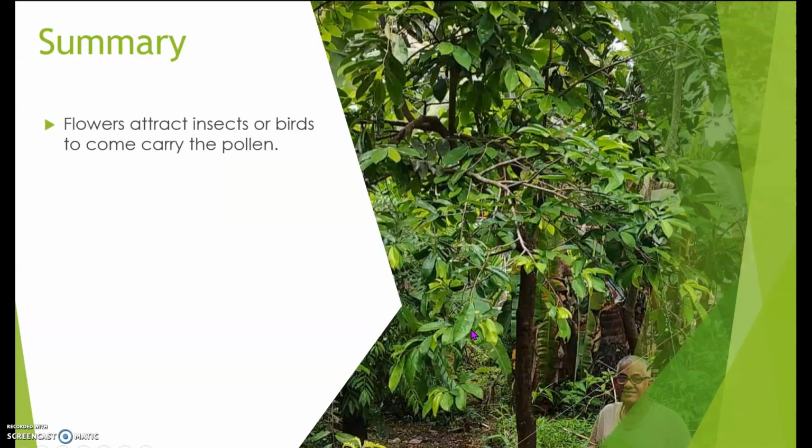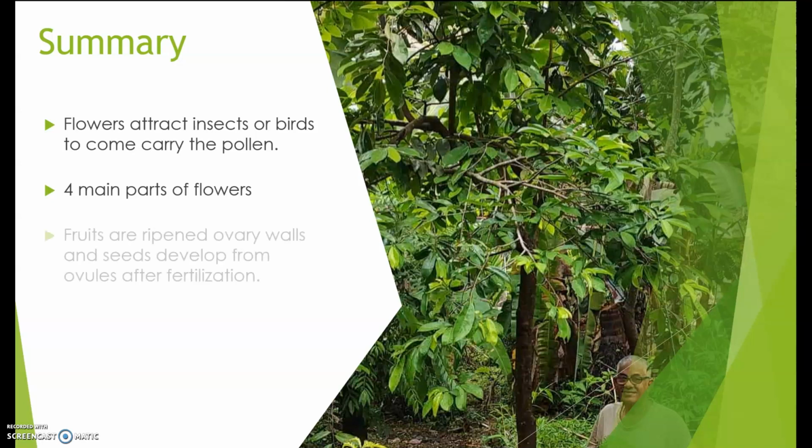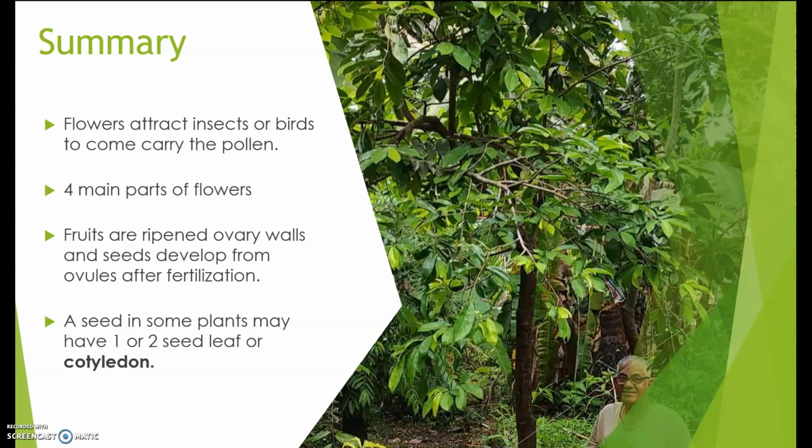Okay, let's do our summary. We talked about the flowers, and how they attract insects or other animals to carry the pollen for the process of pollination. We also talked about the four main parts of flowers, and that fruits are ripened ovary walls, and seeds develop inside the ovules after fertilization. Then it will become fruits. And we also talked about how a seed in some plants may have one or two leaves.